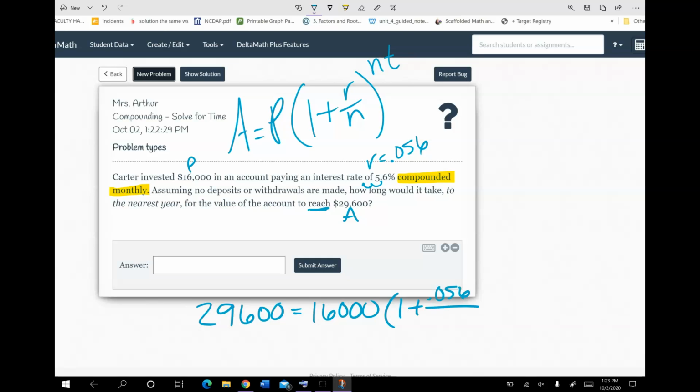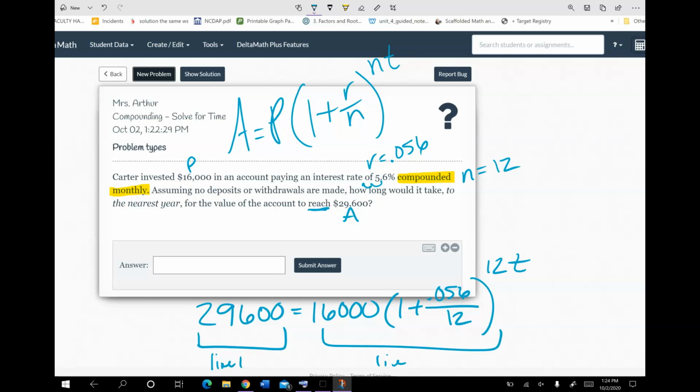Now, I forgot the N. What I've highlighted is your N. How many months are in a year? 12. So my N will be 12. And then it's N to the T power. Now, this is going to be left-hand side, line 1, right-hand side, line 2. And then you're going to find the intersection is what we're going to do.